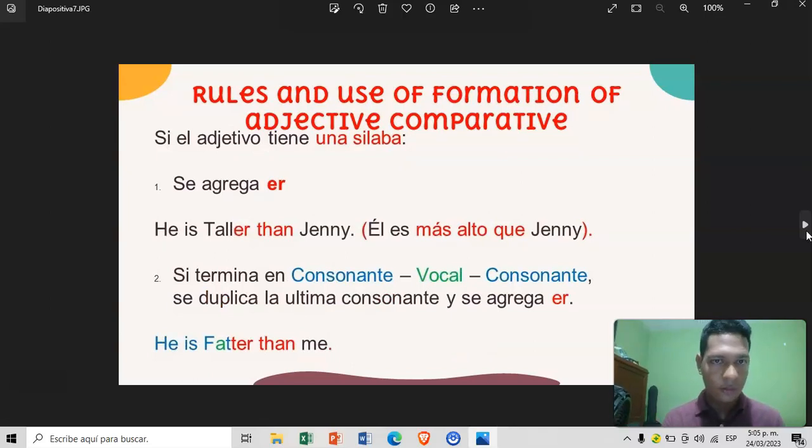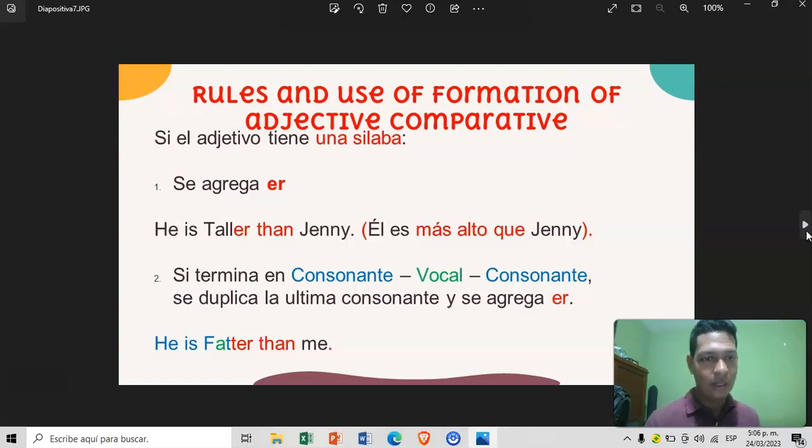So for example, we are going to focus on adjectives of one syllable. We are going to add er. For example, he is tall. We add er to say más alto in Spanish, and we use than as the comparative. The example is: he is taller than Jenny. Él es más alto que Jenny. That is the first rule.